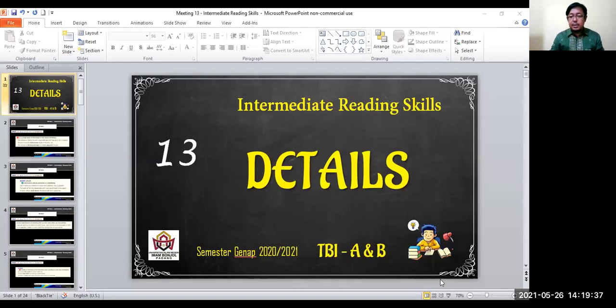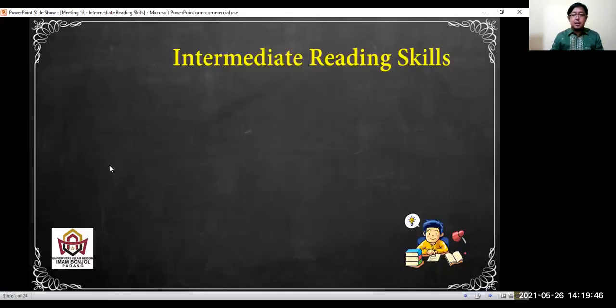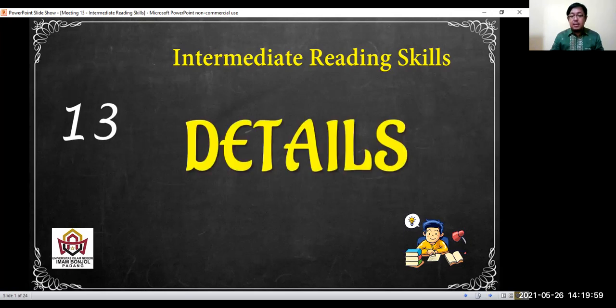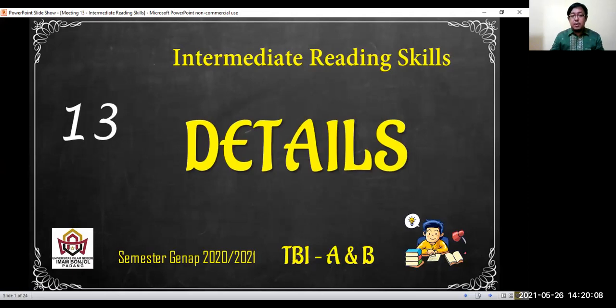Baik, daripada berlama-lama, saya akan display tentang details. Nah, ini topik atau tema tentang details. As you can see, it's right here. We have the details, intermediate reading skills, karena ini sifatnya adalah reading skill. And then this is our 13th meeting. The focus or the theme of this meeting is about details for students in TBI-A and TBI-B, semester genap 2020-2021. So please listen carefully, so you would have a clear sense of understanding about details. Karena nanti ini akan saya tanyakan dan ujikan kembali di ujian akhir semester.